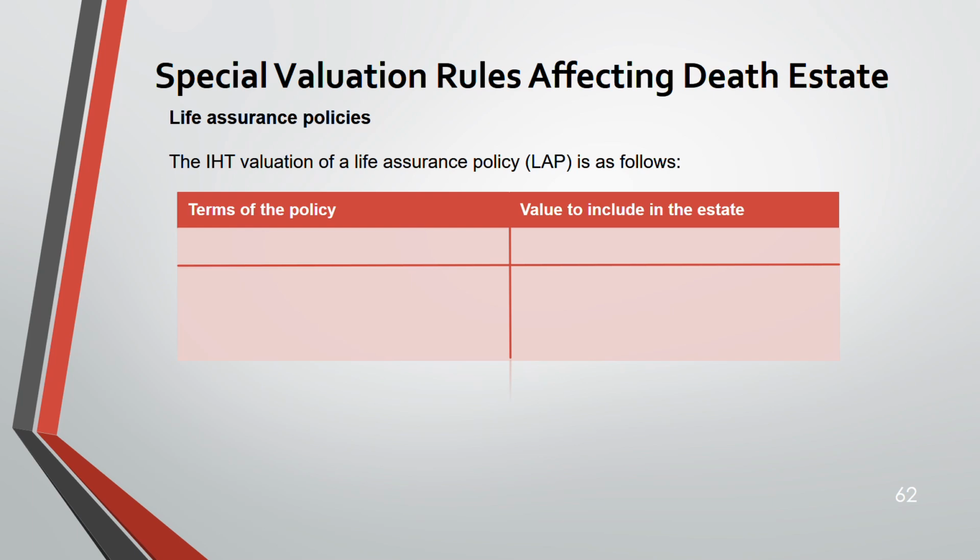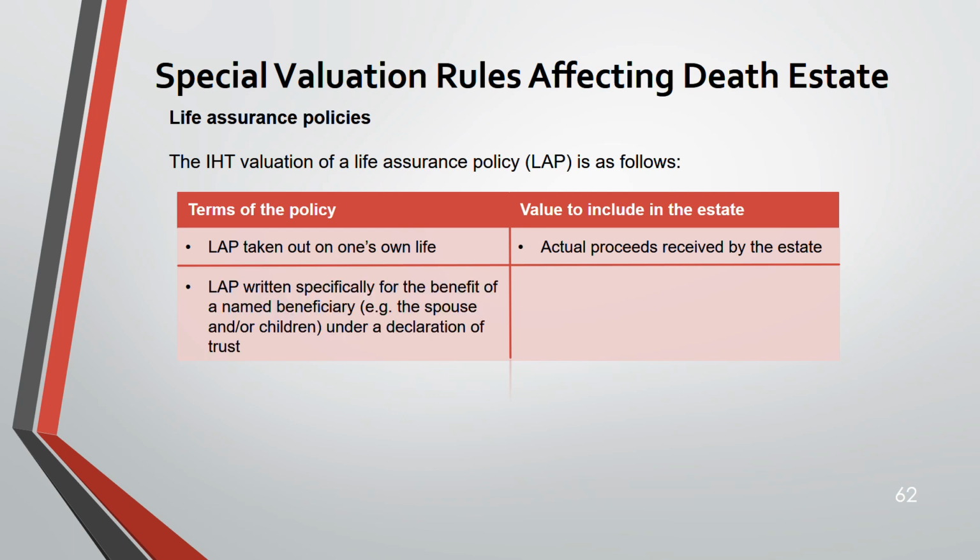Life assurance policy. The next valuation is the life assurance policy. First we have to see the terms of the policy, then we decide on the valuation. If the life assurance policy is taken out on one's own life, then the value you include in the estate is the actual proceeds received by the estate. Very easy. Next, if it is taken for the benefit of a named beneficiary, let's say you have taken the assurance policy for your spouse or children, then it is excluded from the estate.